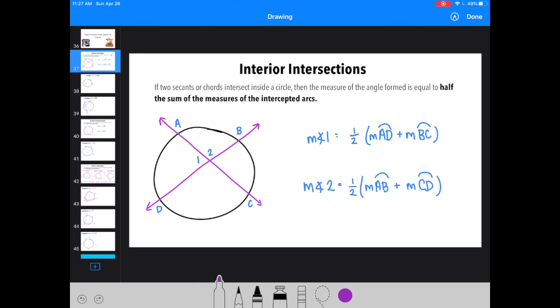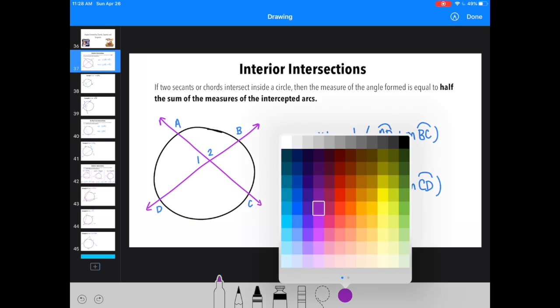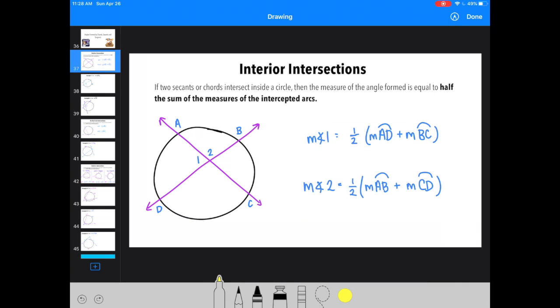If you have two secants or chords that intersect inside a circle, then the measure of the angle formed is equal to half of the sum of the measures of the intersected arcs, okay? In this example, if I want to solve for angle measure 1, I'm going to calculate 1/2 times arc AD plus arc BC.